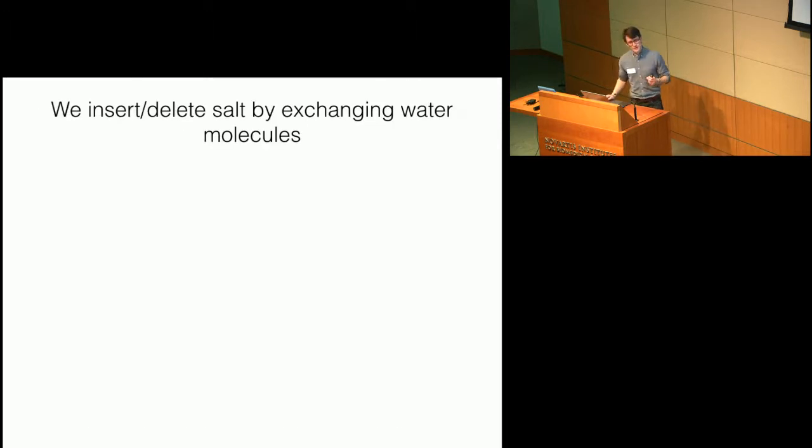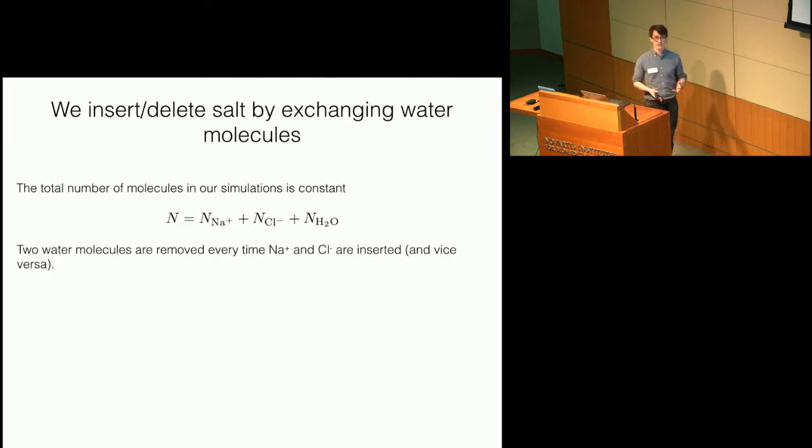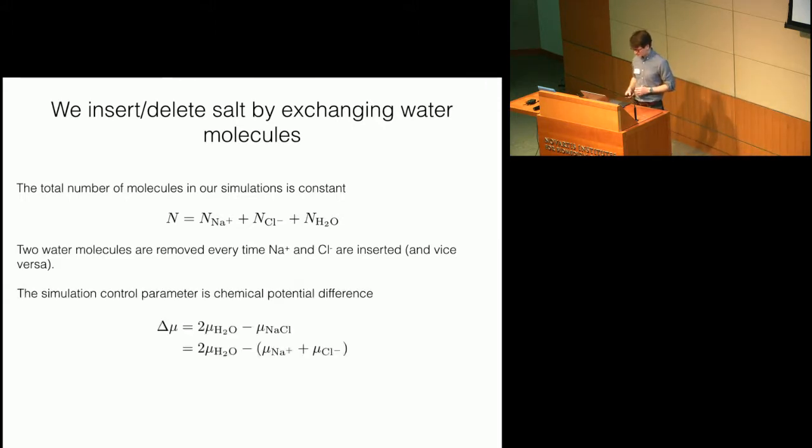So the way that the method works is by exchanging salt ions with water molecules. It's called a semi-grand canonical Monte Carlo because the total number of molecules in the system is constant, such that when we insert and delete an ion, we're exchanging that with water. So total constant number of particles.